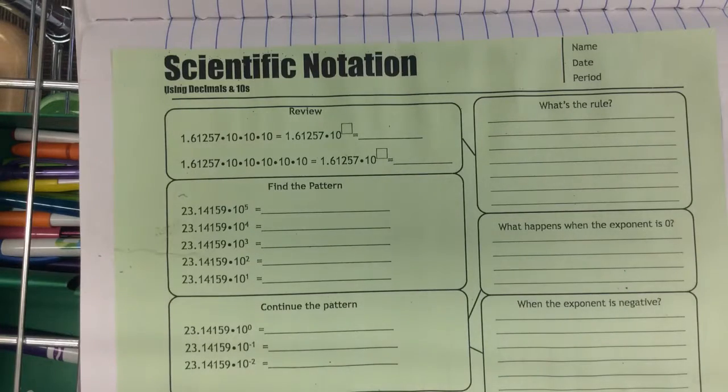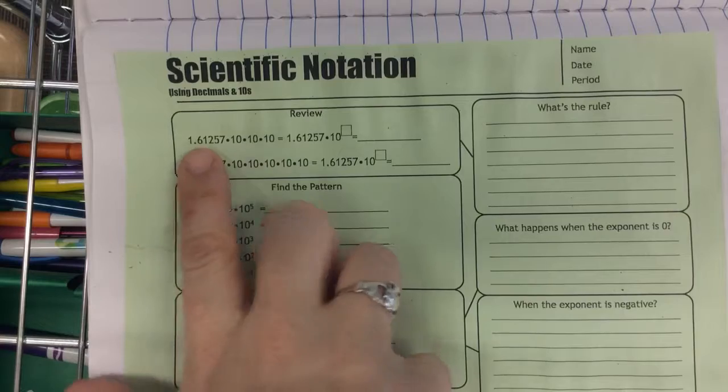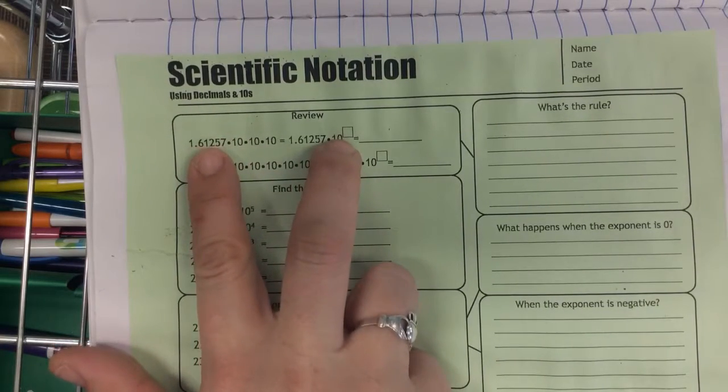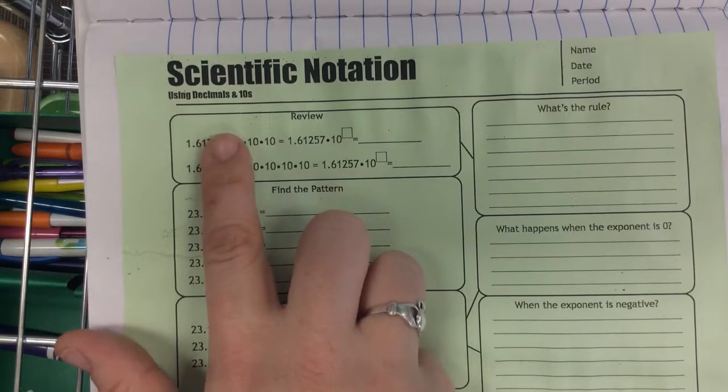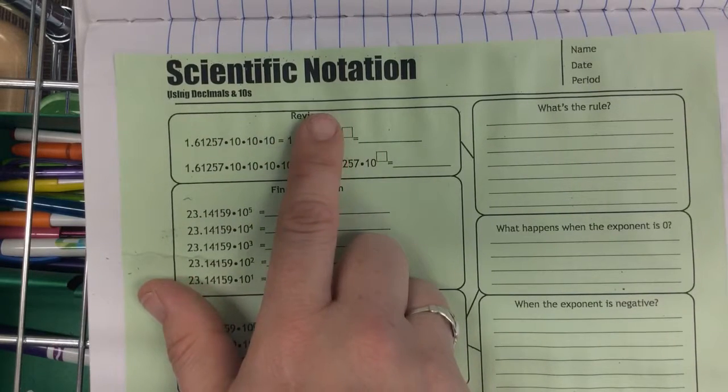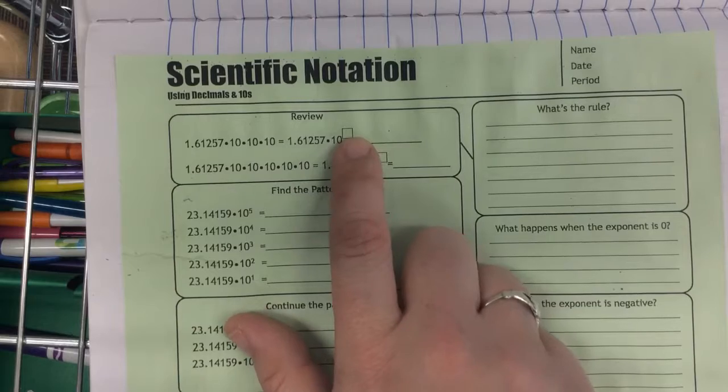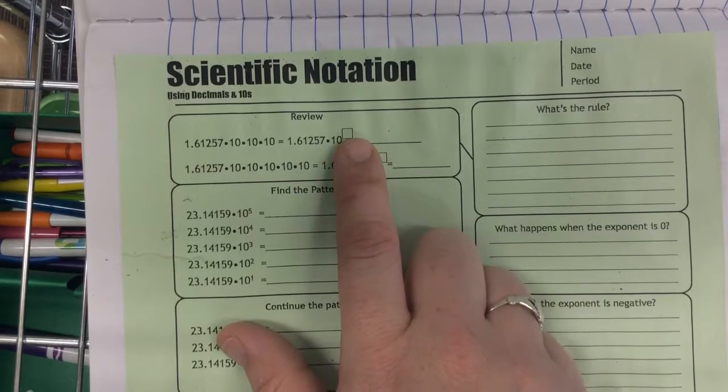Right, so reviewing scientific notation. Up here we have two equivalent equations. There's an equal sign, right? This is the same thing as this. But there's a box, meaning something's missing. What value is missing, do you think?